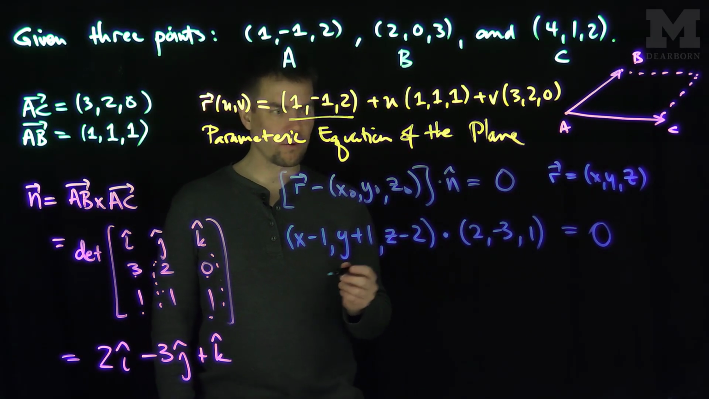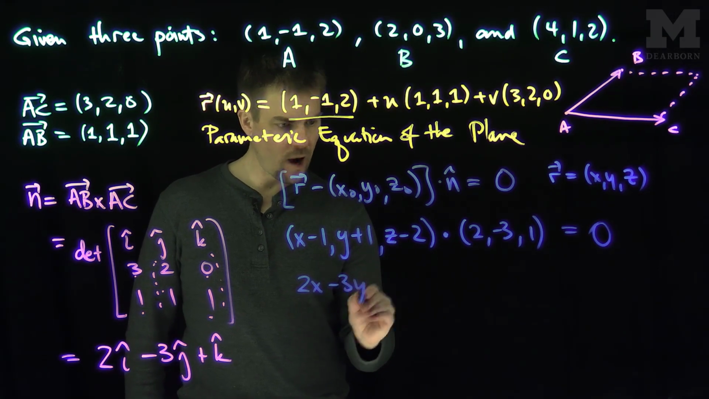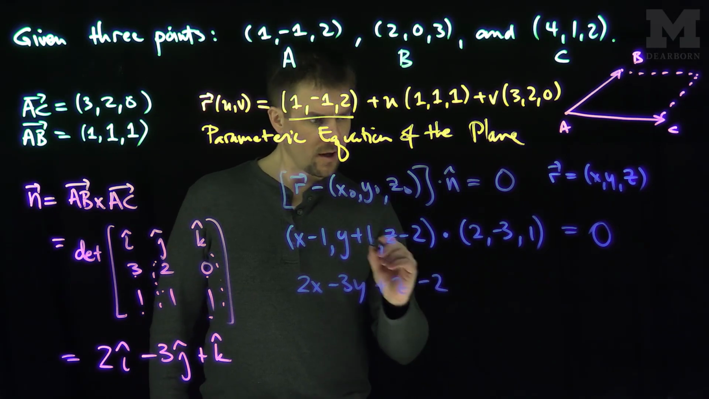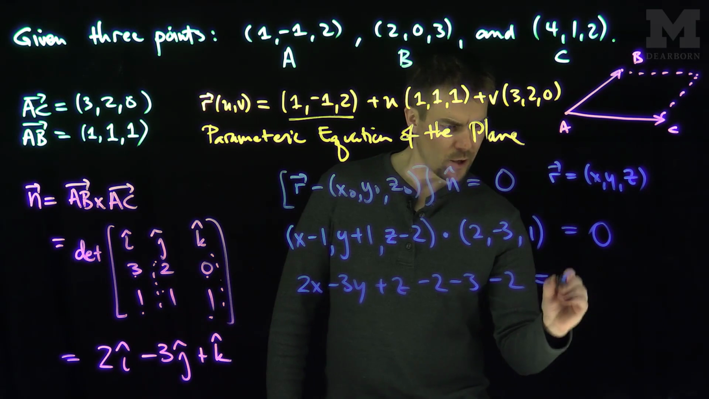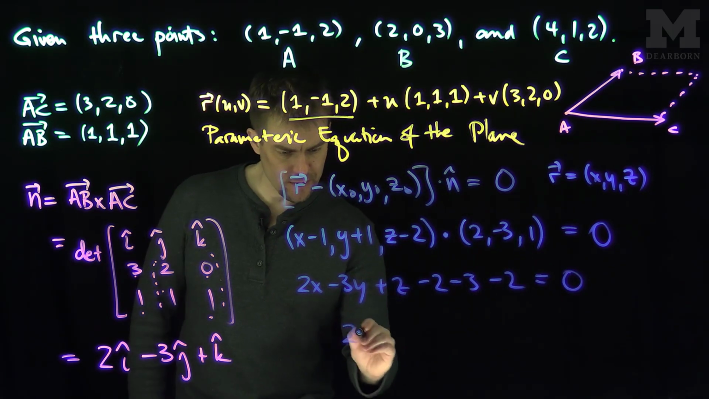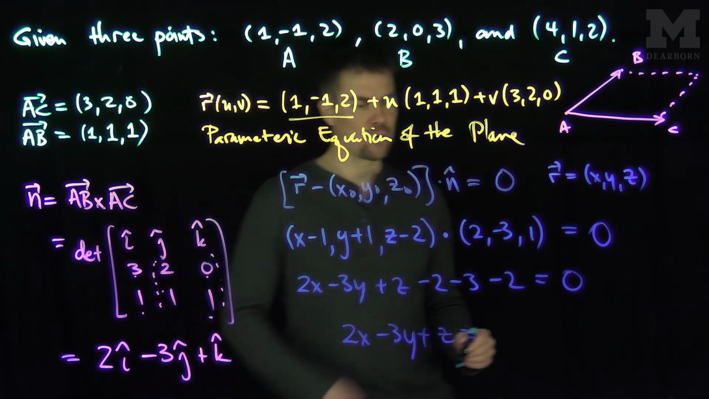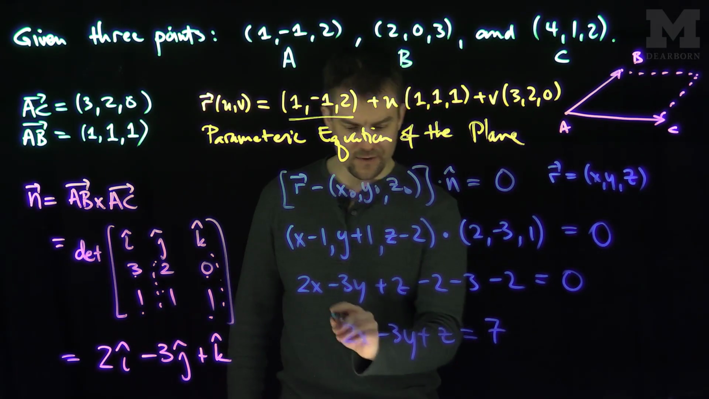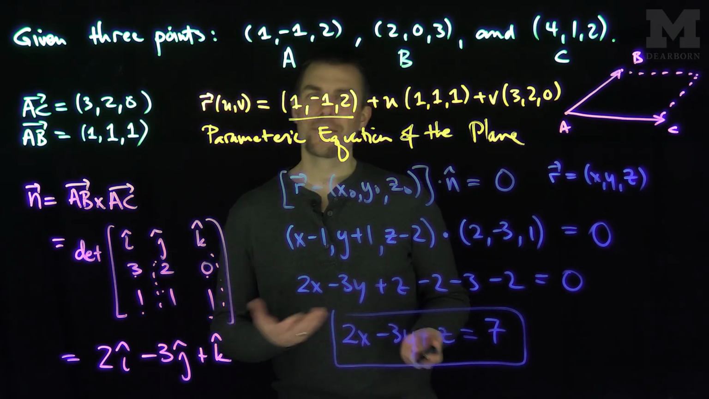So what will we have over here? We'll have 2x, we'll have a -3y, and we'll have a plus z, then we'll have a -2, then we'll have a -3, then we'll have a -2 equals 0. So we can write this in more standard form as 2x minus 3y plus z. And then over here, what do we have? We have a -4 and -3, that's -7. So I'll add that to the other side and get a positive 7. And that is the symmetric form of the equation of our plane. Thank you very much.